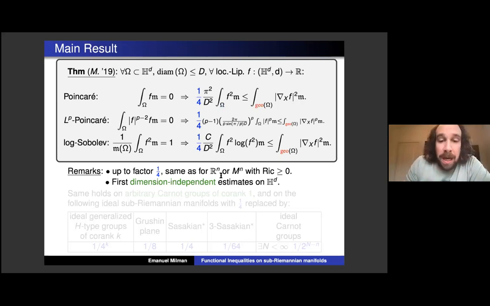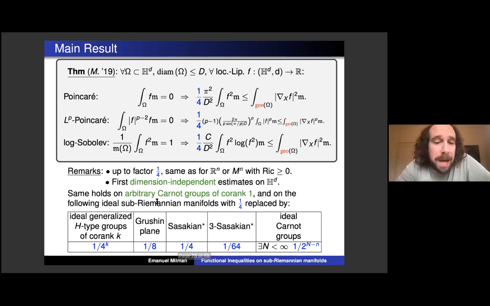Okay. Now you can ask me, is this particular to the Heisenberg group? And the answer is no. Actually, I don't want to go into it, but it holds for more general situations. You can treat arbitrary Carnot groups of corank 1, exactly the same thing. They don't even have to be ideal.